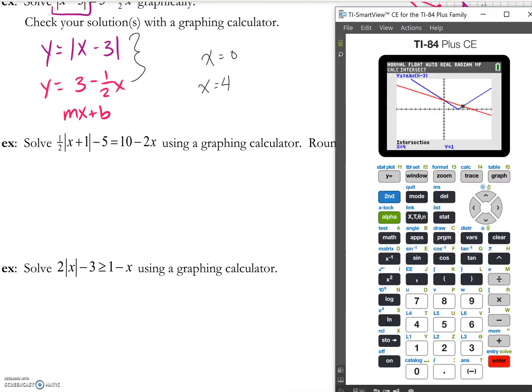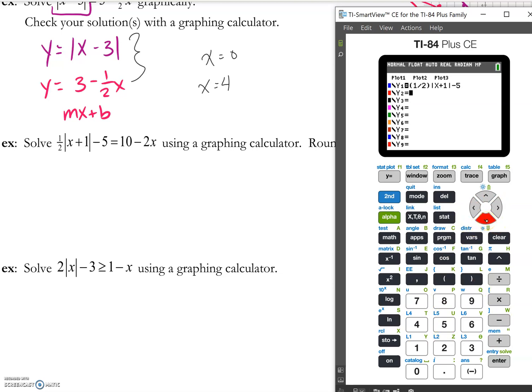So if I go back to my calculator, I'm going to go back to y equals. I'll clear out the previous 2 equations. I'll type the first side of my equal sign into y1 and the second side into y2. So I've got a fraction, 1/2, 1 divided by 2, that I'll put in parentheses. For absolute value, I hit math, go over to number, select number 1, x plus 1, and then minus 5.